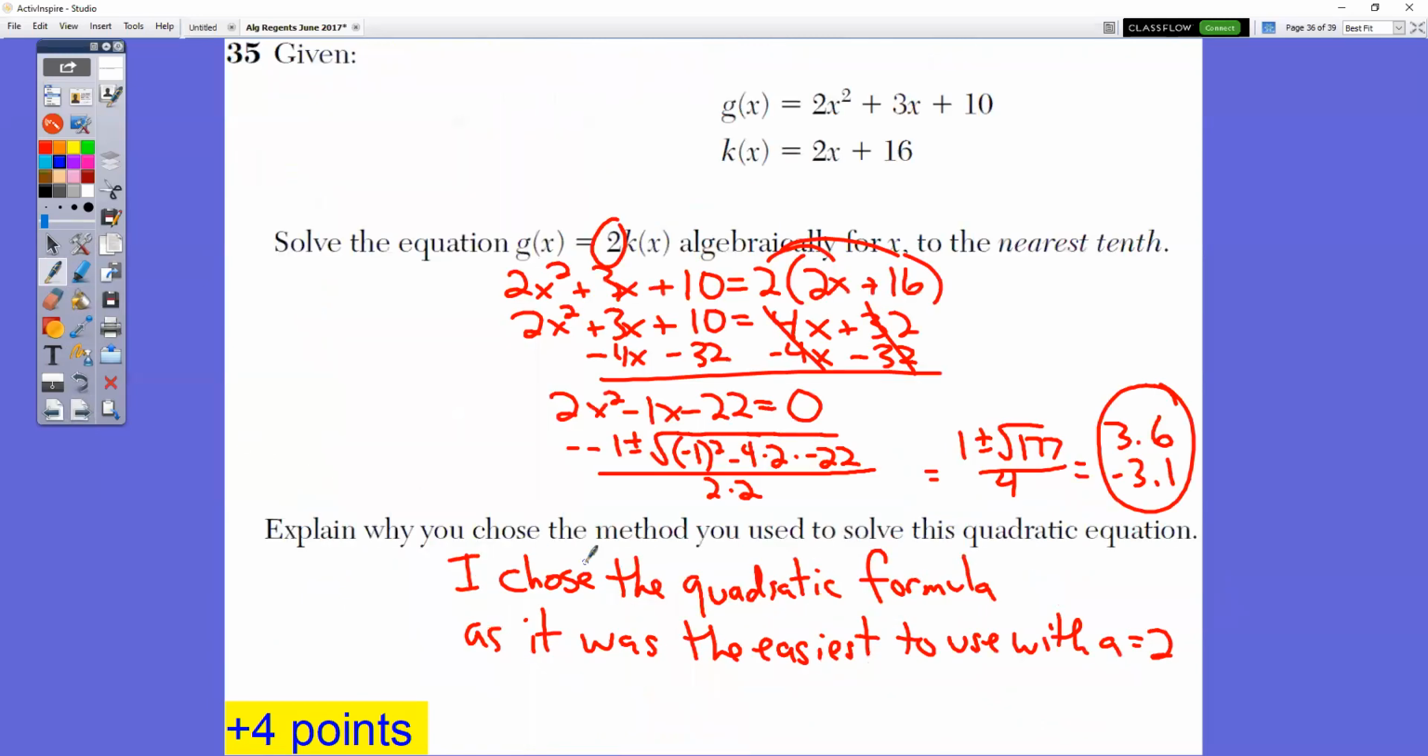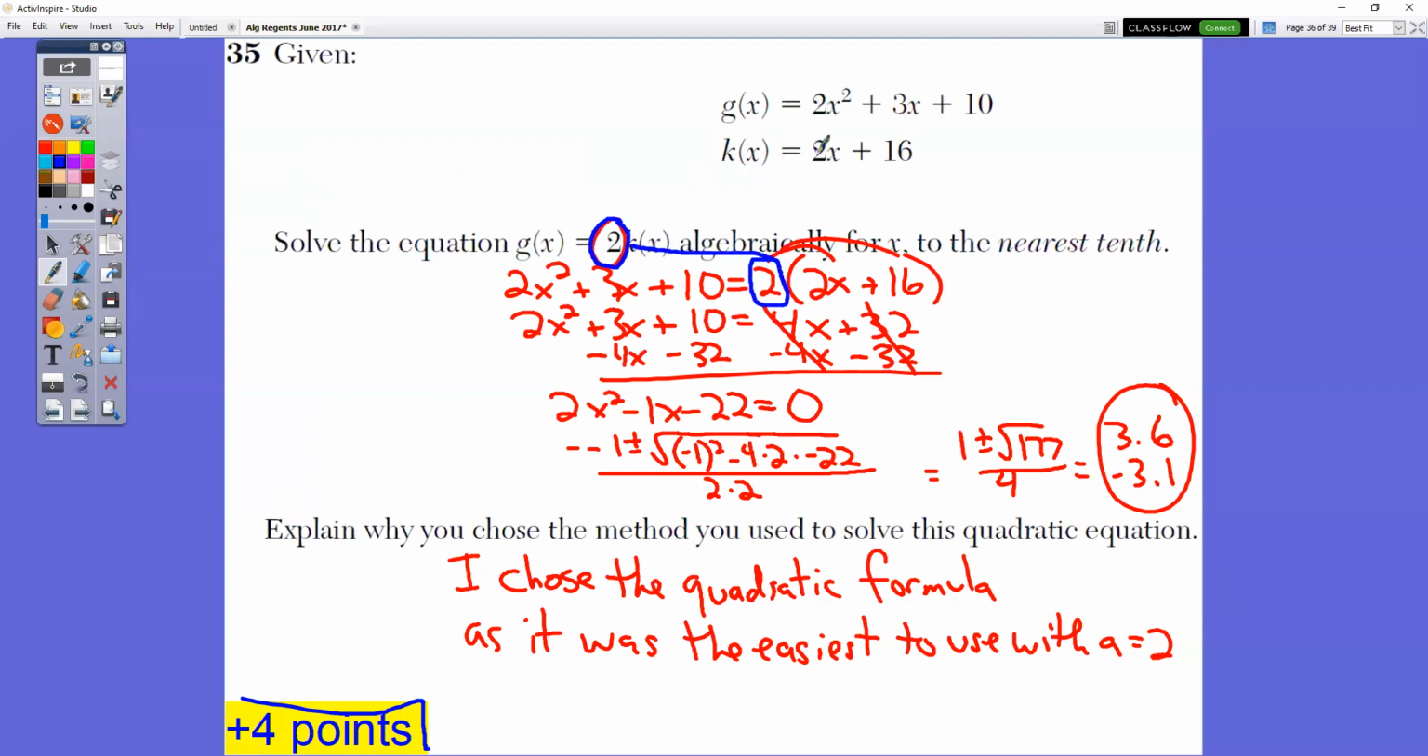Take a look at 35. In 35, this is another 4-point question, all right? Another 4-point question. Solve the equation. Now, this one's sort of tricky because of this number right here. Notice how they stuck a 2 in front of this equation. Because they stuck a 2 in front of the equation, it says solve the equation where the g of x equals 2 times the k of x. That 2 is represented right here. All right, be very, very careful.